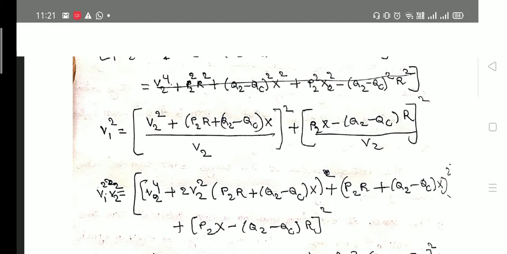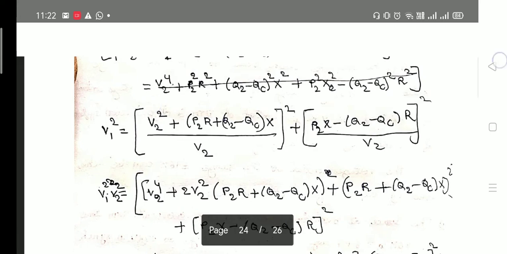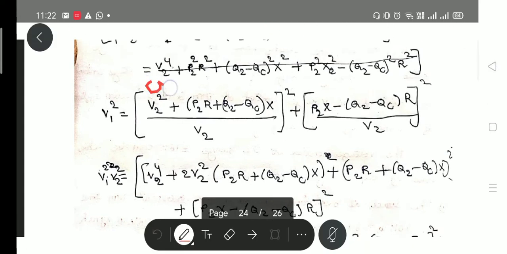Here I am taking cross multiplication, this V2 square, here V1 square plus V1 square into V2 square. Then after I am taking this as a separate A plus B whole square. This is A, this is B, A plus B whole square.